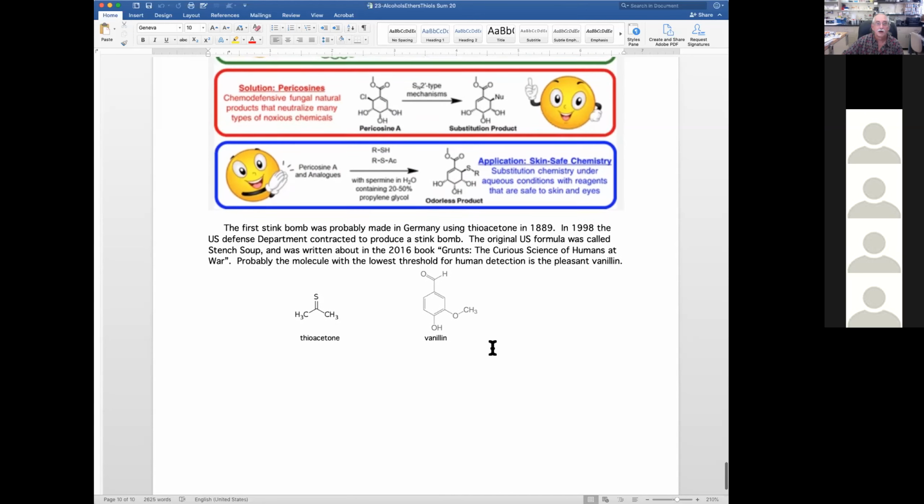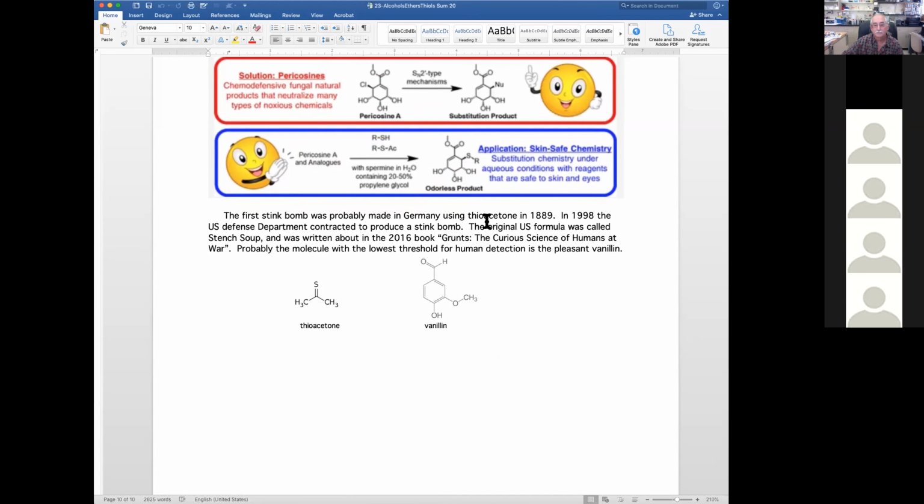But the first stink bomb was probably made in Germany using thioacetone. And what were they using it for? Chemical warfare. The United States Defense Department contracted in 1998 to produce a stink bomb for warfare. There's even a book about it.